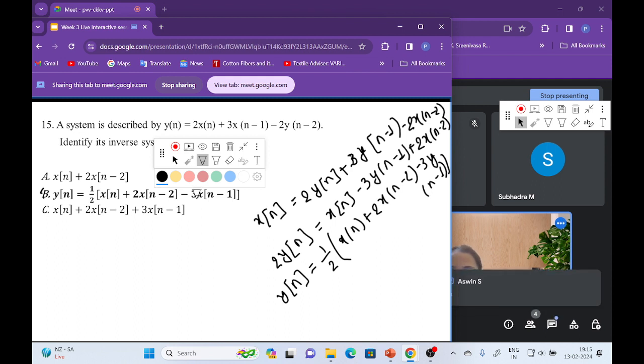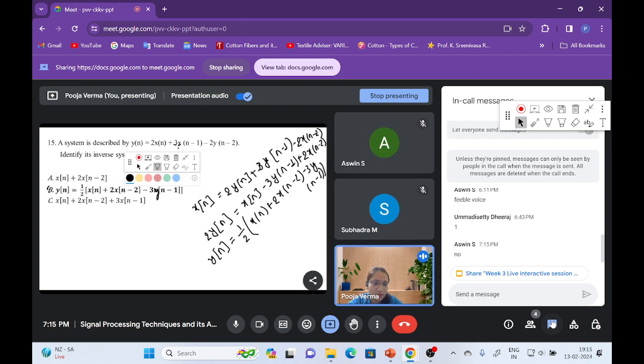Here some mistakes are there, so that will be the y. Okay, because this is the x, so it must be y. Yeah, actually, yes, there is a correction in this answer. Okay, so the correct option will be option D.